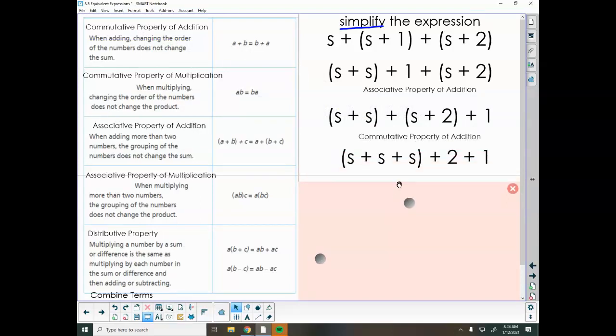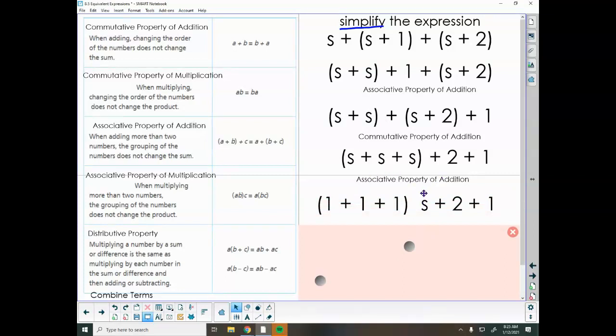So now they've taken and grouped the S and the S and the S's all together. So we're associating all of the S's together. So that's the associative property of addition.